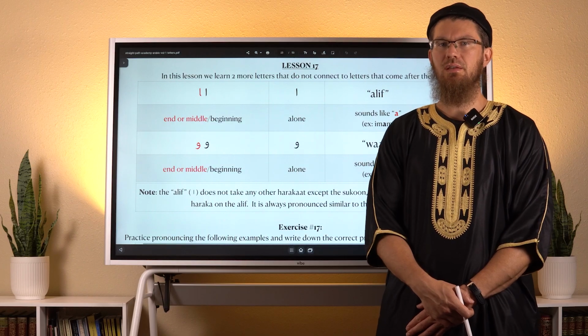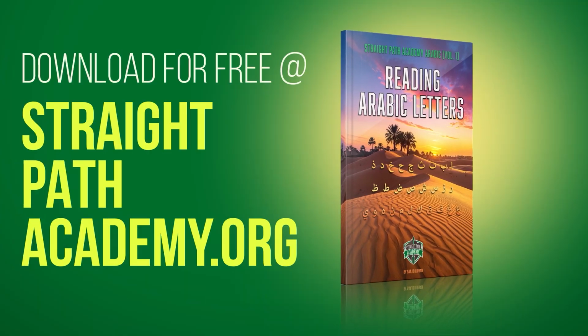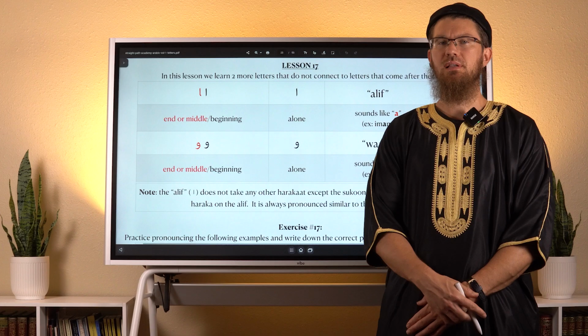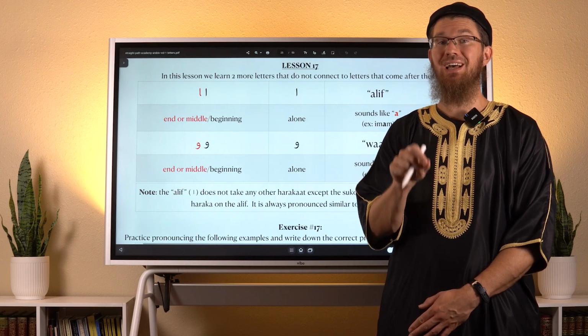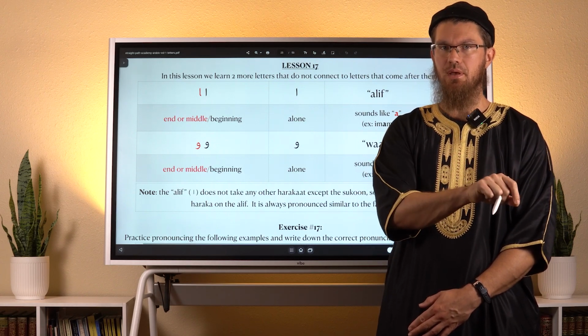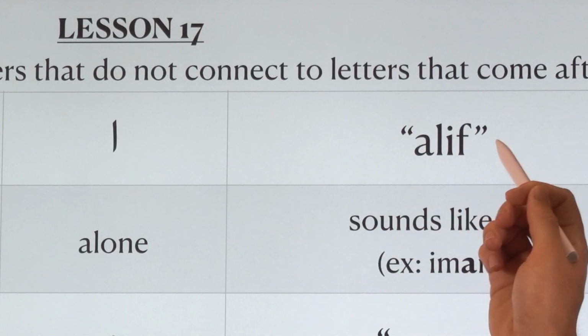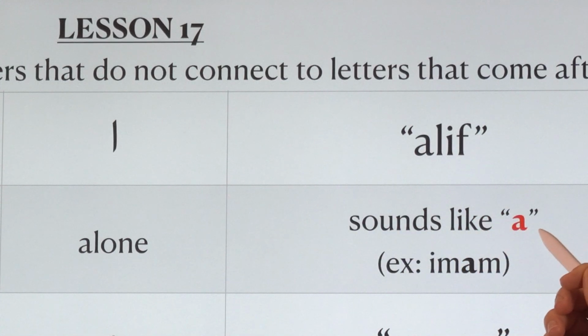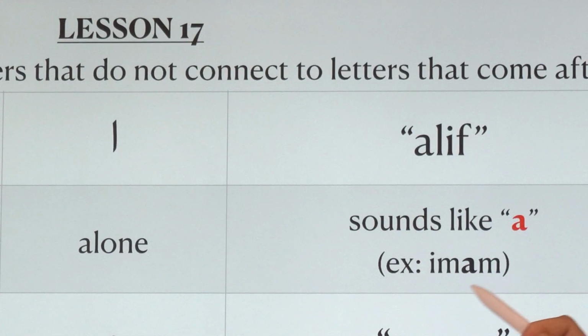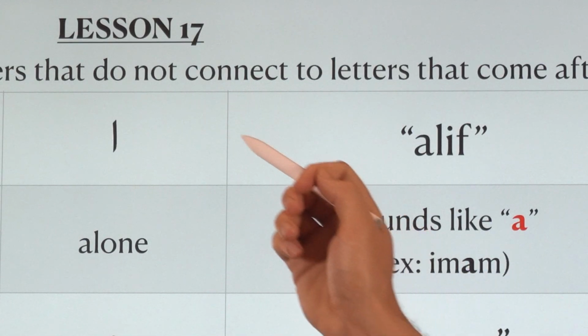And welcome to lesson 17 of Straight Path Academy Arabic Volume 1, Reading Arabic Letters. In this lesson, we learn two new letters that do not connect to letters coming after them. Firstly, this is the letter Alif. And the letter Alif sounds like the English A. For example, the A sound in the word Imam is the letter Alif.